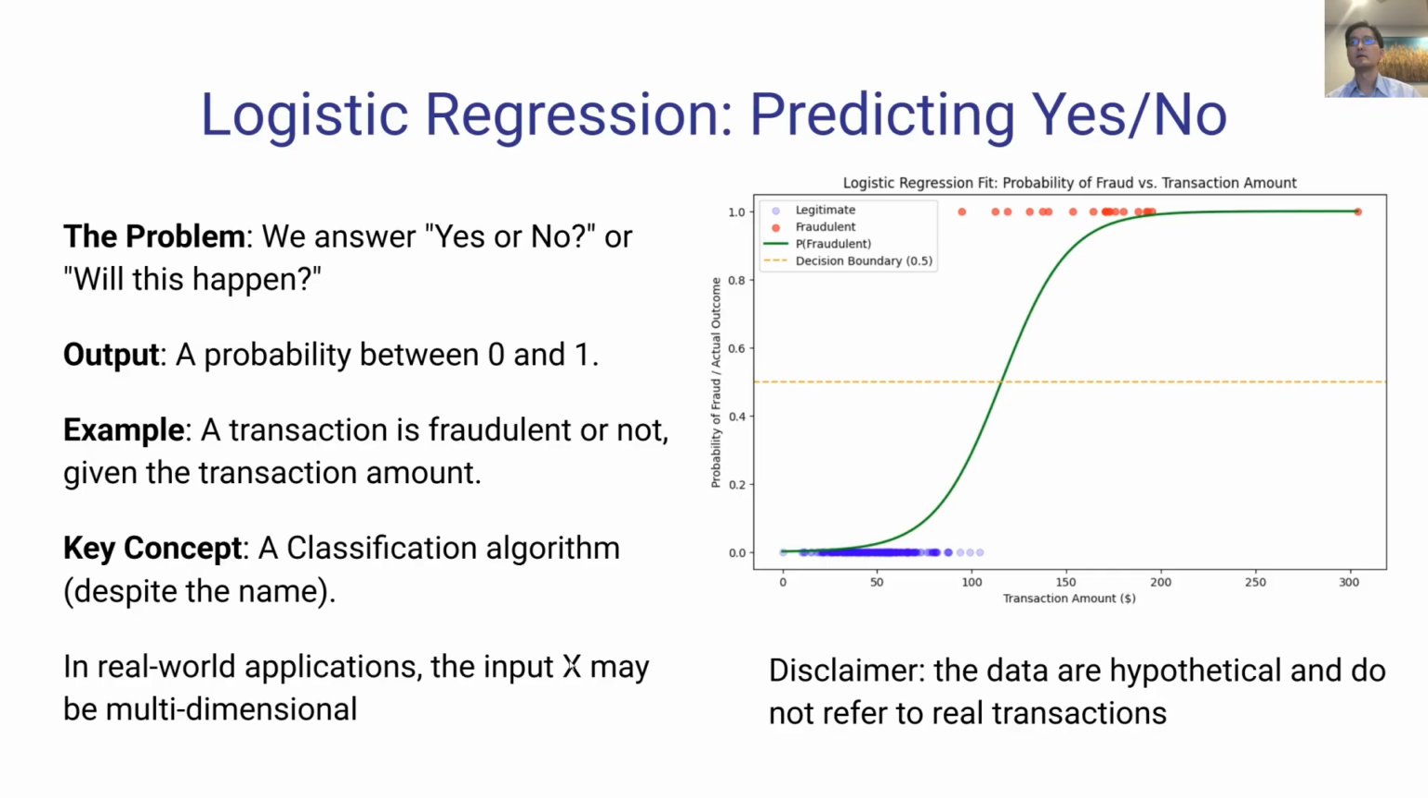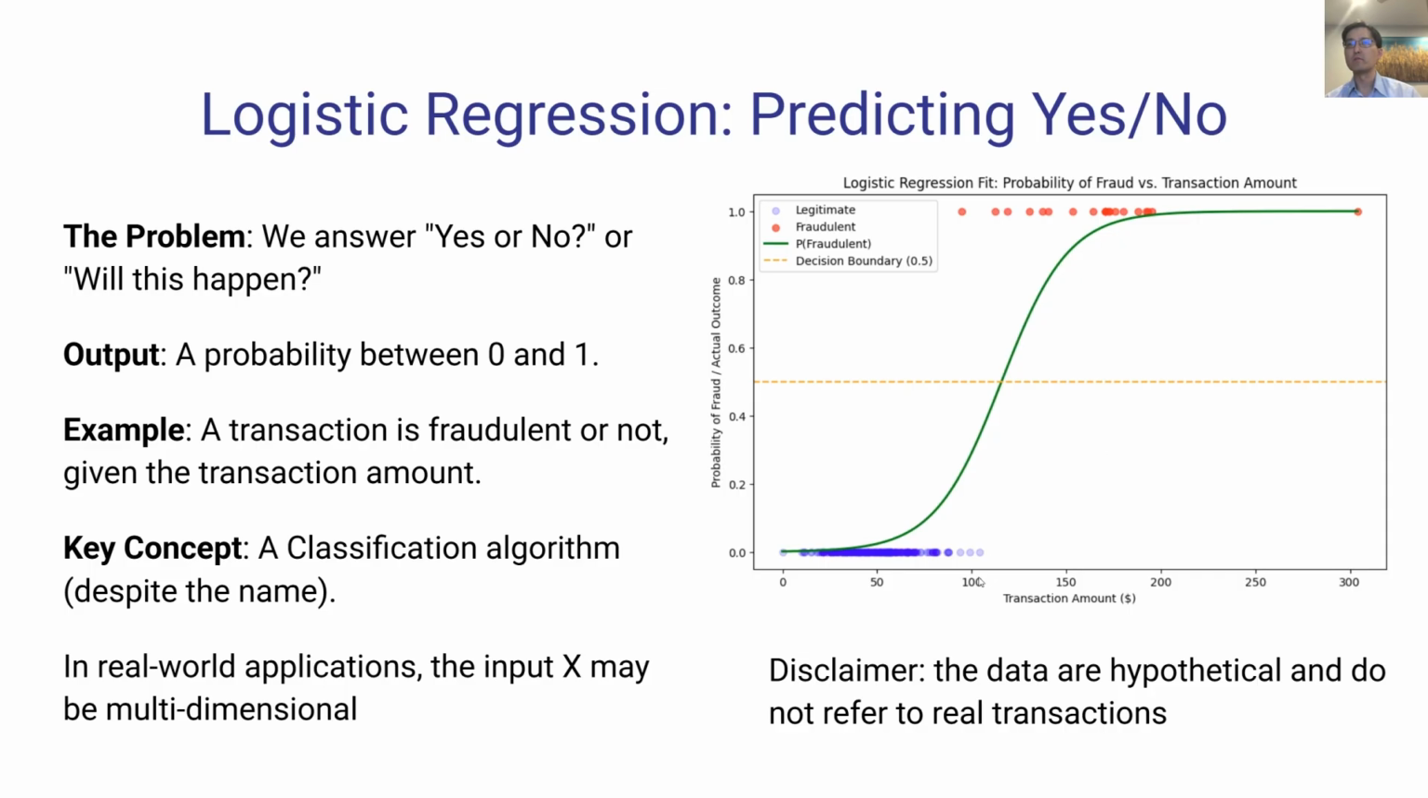So on the right side, you will see that the axis is the transaction amount. The blue dots at the bottom are the data points we collected for legitimate transactions, and the red dots are the fraudulent transactions. And the green is the sigmoid function. It's also called the logistic function. It's used to form this regression formula and predict yes or no with a probability.